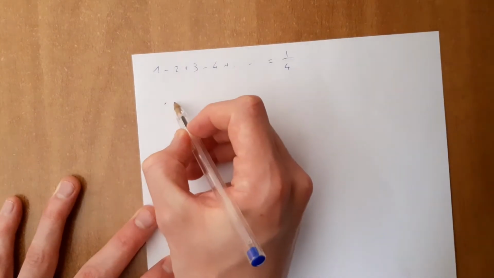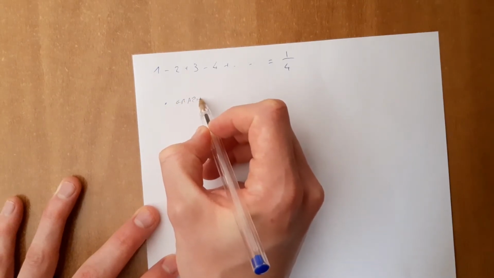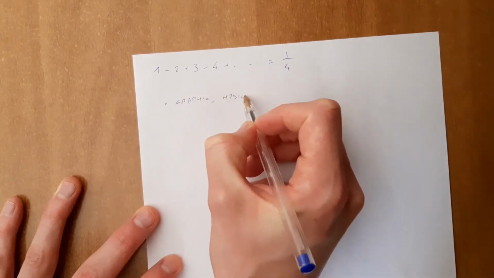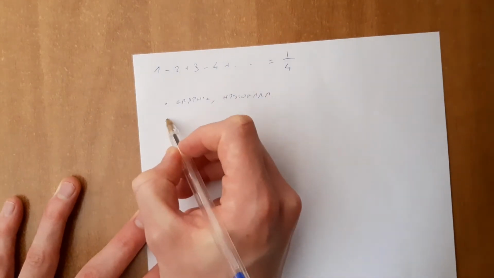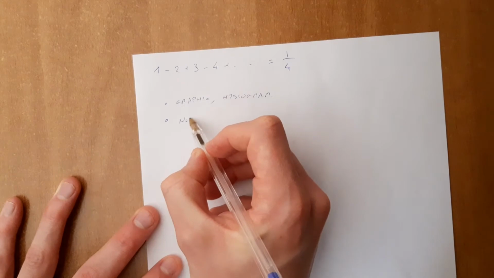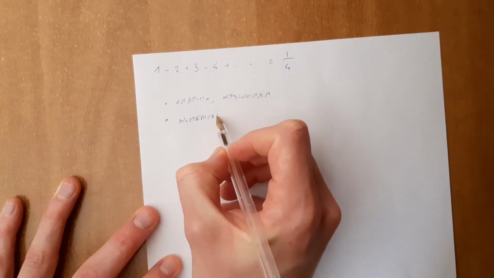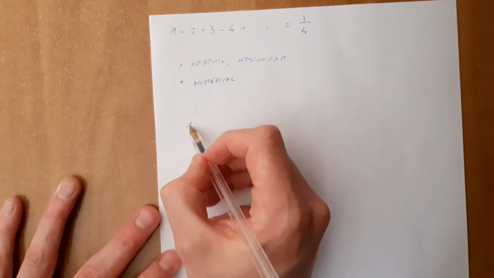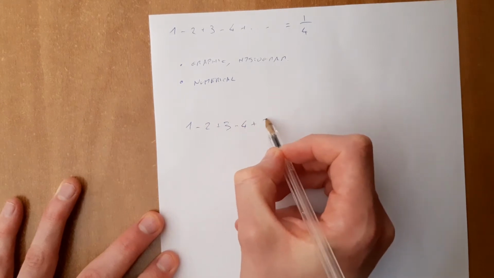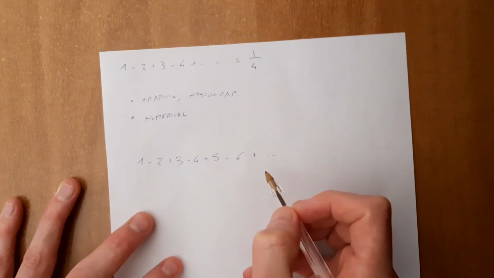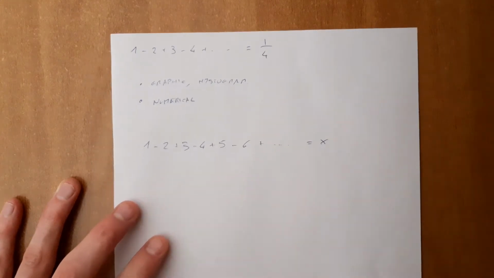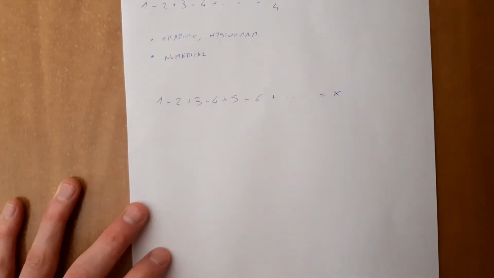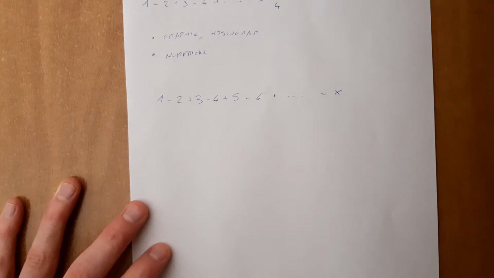One is via graphic, histogram in particular. Then we have the numerical method. Let's start with the numerical one. So we have 1 minus 2 plus 3 minus 4 plus, okay, and this is x. Actually, I think we have two important and easy methods to do this.